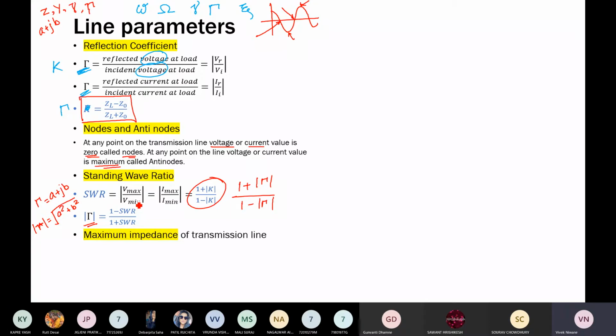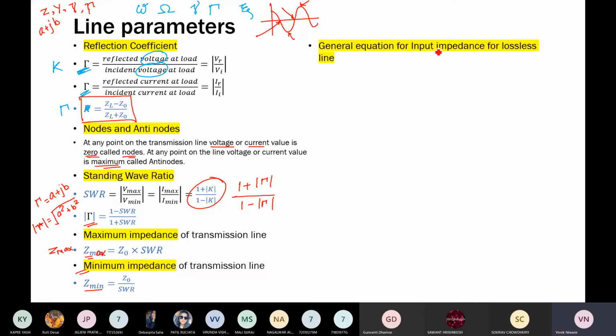Then we have the maximum impedance provided by the transmission line. If you lay a 100 kilometre transmission line, what maximum amount of impedance can be obtained? This is nothing but the Z minimum. Sorry, I wrote maximum. Z maximum is equal to Z0 into SWR, whereas the minimum impedance of the transmission line, Z minimum, is equal to Z0 upon SWR. This is the expression for Z maximum.